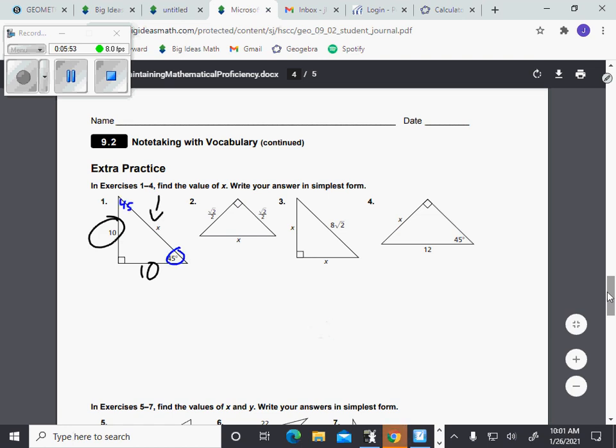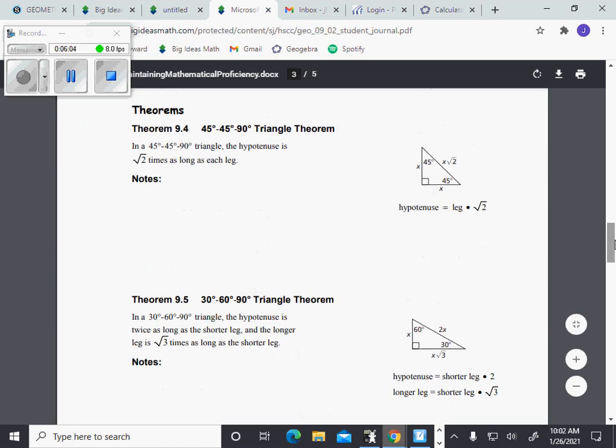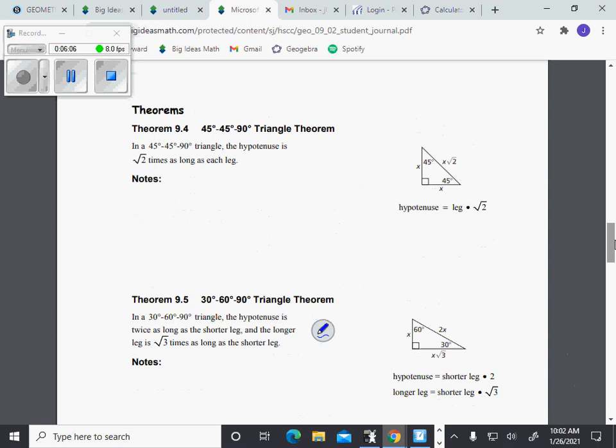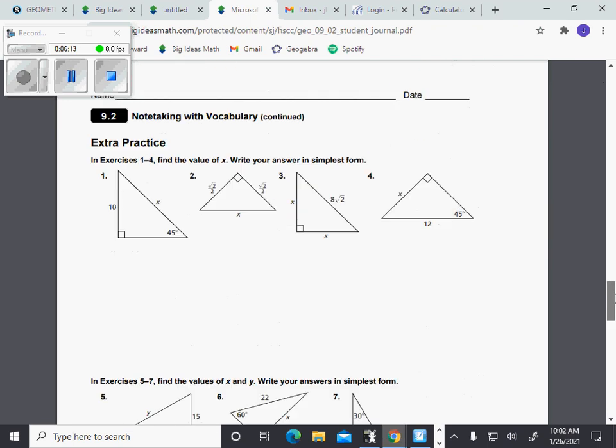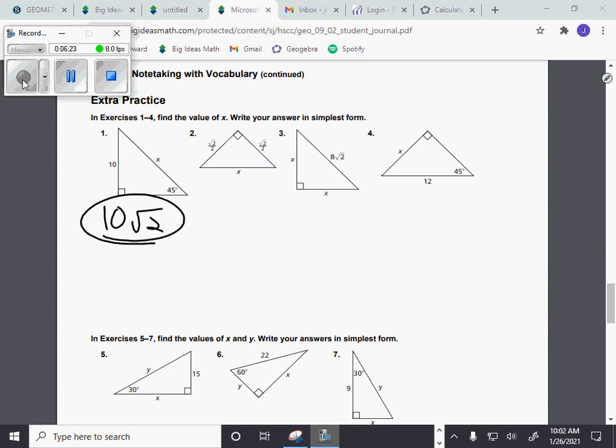Okay, so what's x? Well, if we don't know what the special case is for a 45-45-90 triangle, you can go up here. It is the side length times the square root of 2. Okay, so x, in this case, is 10 times the square root of 2. Okay, and that is in simplest form. Okay, next one.